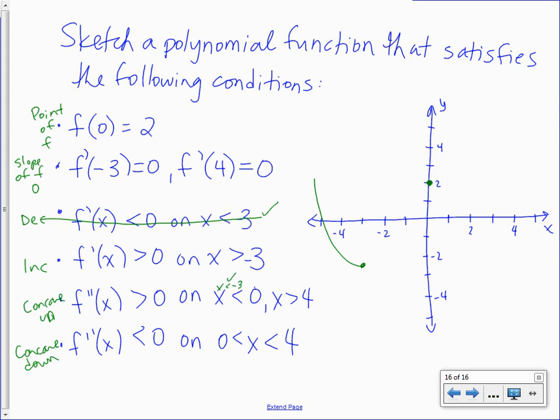But it's still concave up until when? It's concave up until 0. So I have to still be concave up all the way to 0. I happen to have a point to aim for there. Okay, that's cool. So my graph has to be still concave up until I get there. But then what now has to happen? I'm going to be between 0 and 4. I need to be concave down. Am I ever decreasing? No. Never decreasing anymore. Always going up.